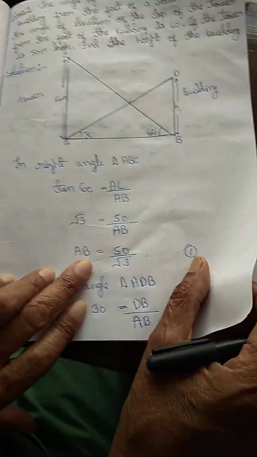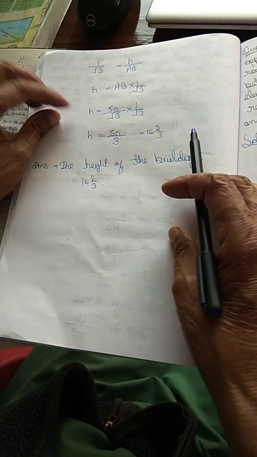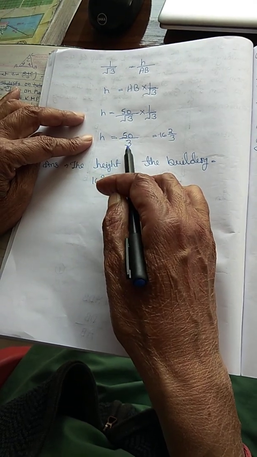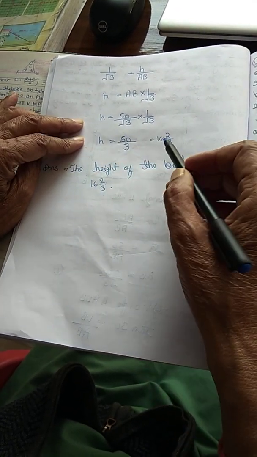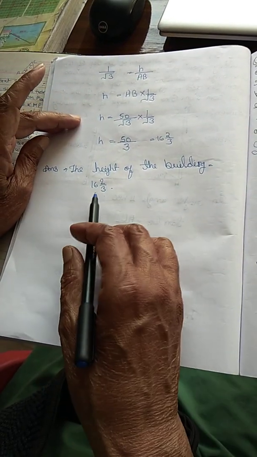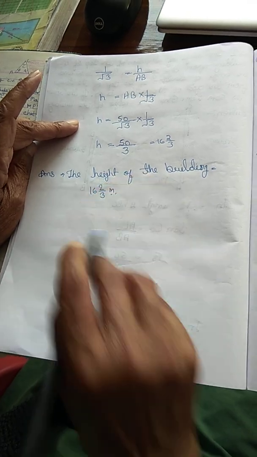Now we have here in equation 1, AB is equal to 50 upon root 3. Put the value. H is equal to 50 root 3 into 1 upon root 3. This comes 50 by 3, which is 16 2 by 3. So the height of the building is 16 2 by 3 meter.